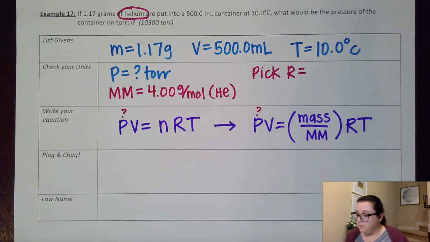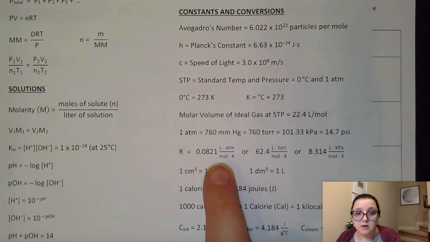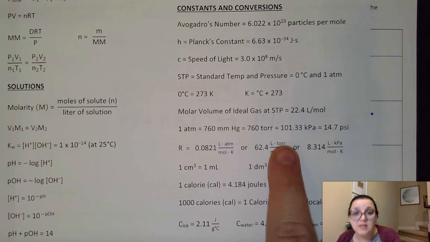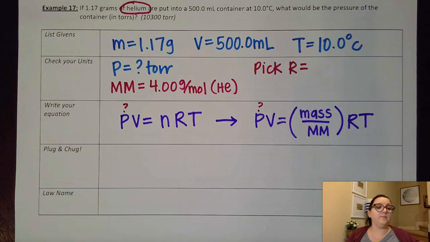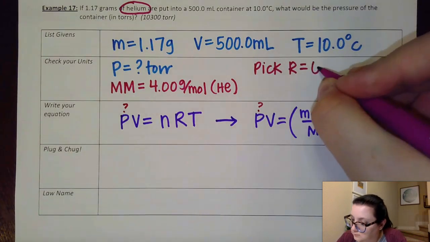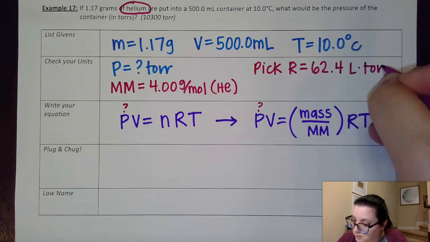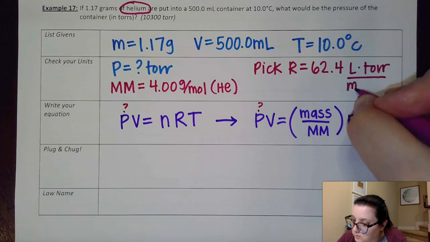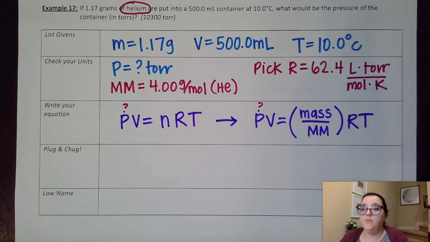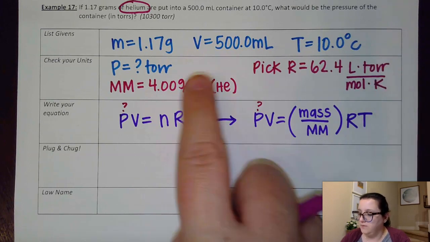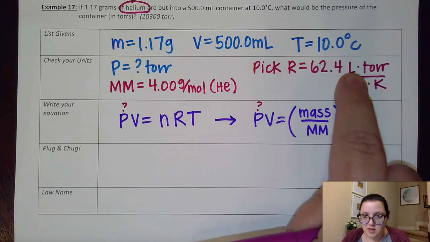On picking my R value, I notice here that we want the pressure in torr. So when I look at my R values, the one that has torr in it is 62.4. That has a unit of liters times torr over moles times Kelvin. Now, I'm going to use that to make sure everything else matches. So torr obviously matches up. Does liter match up? Oh, wait a minute.